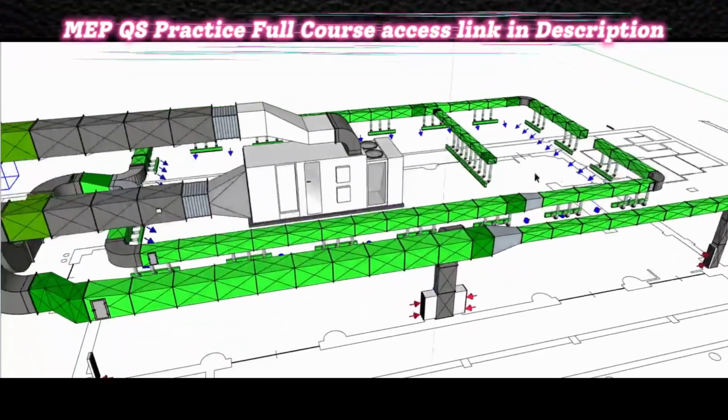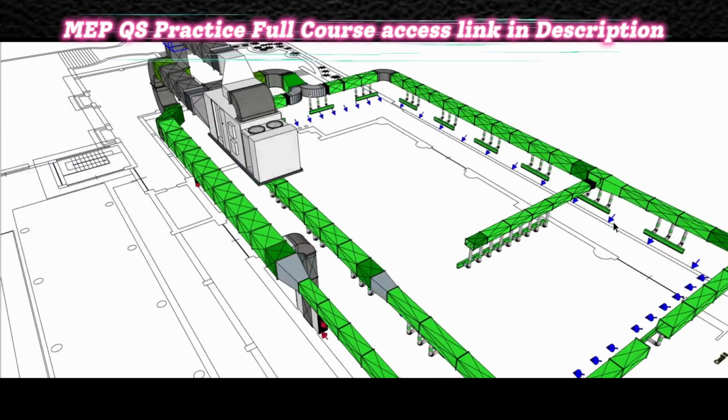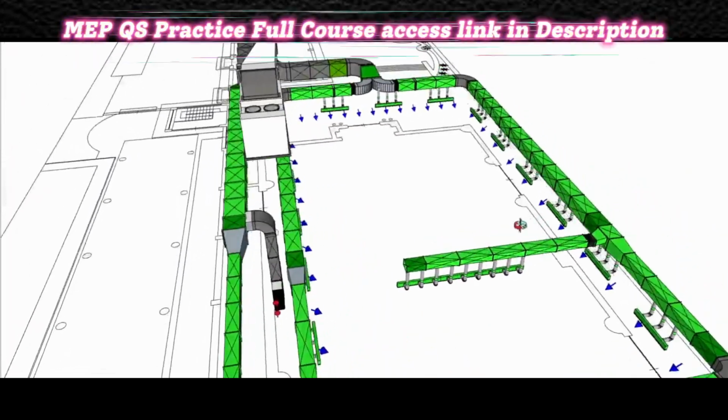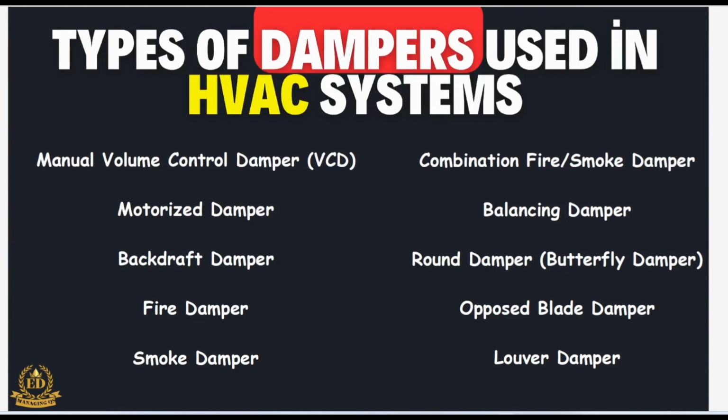MEP quantity survey is most familiarized with one of the systems, the HVAC system. So during the HVAC system quantity takeoff time, we count many types of dampers. Here you can see the types of dampers that are used in the HVAC system. Especially we count the fire dampers in some particular areas.